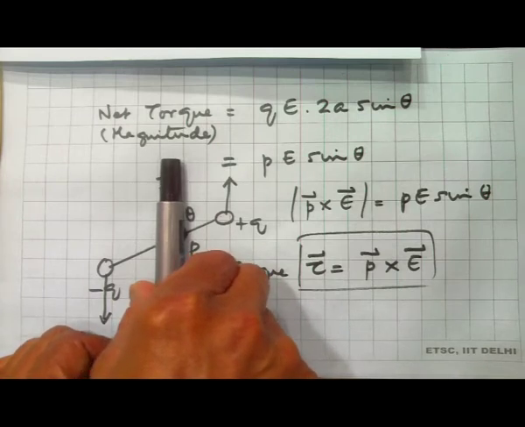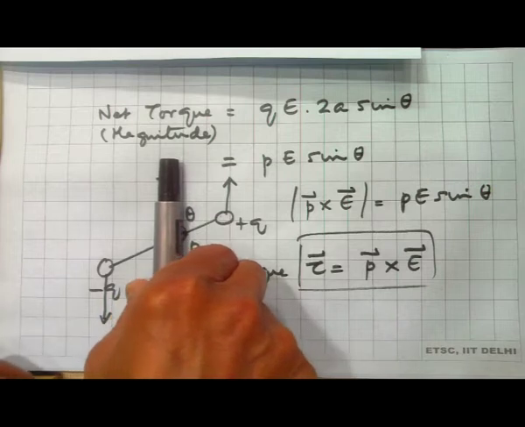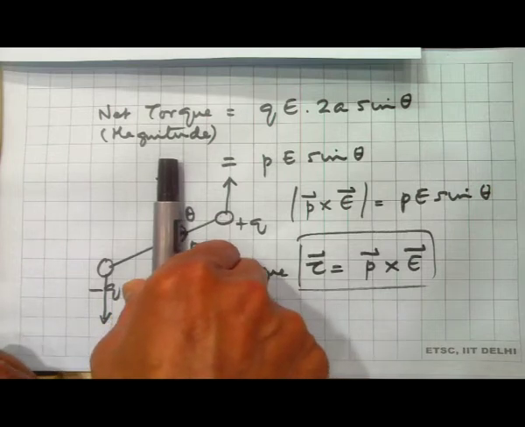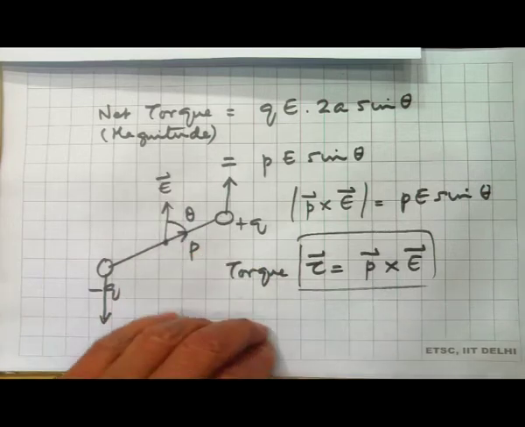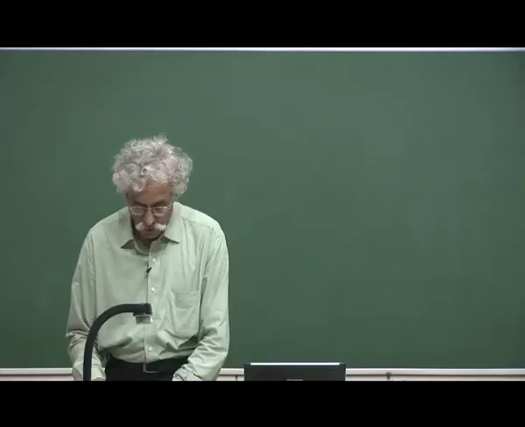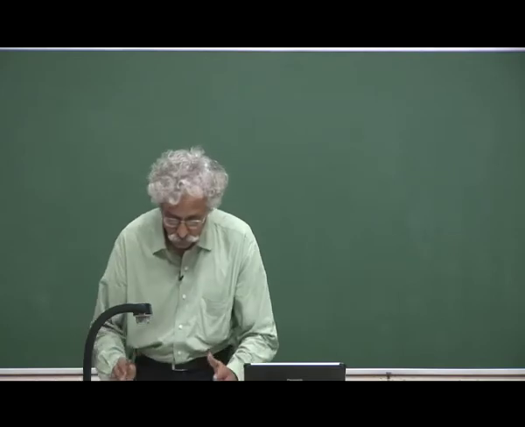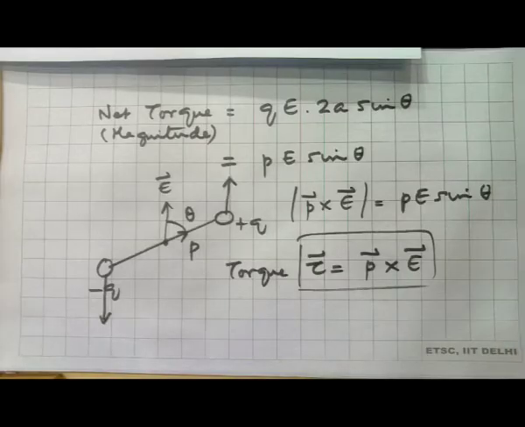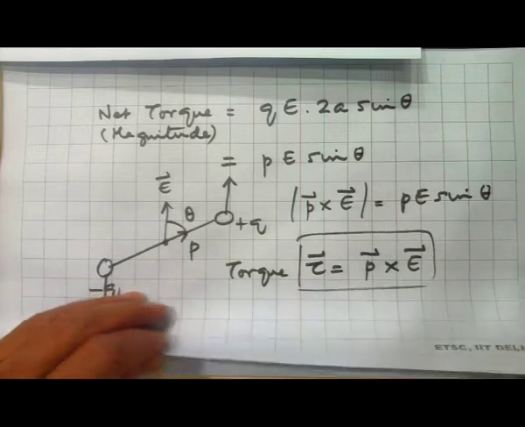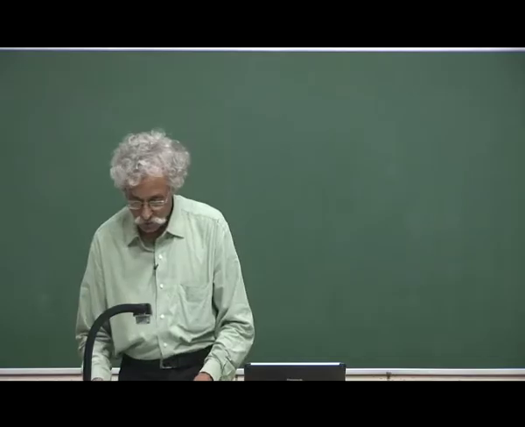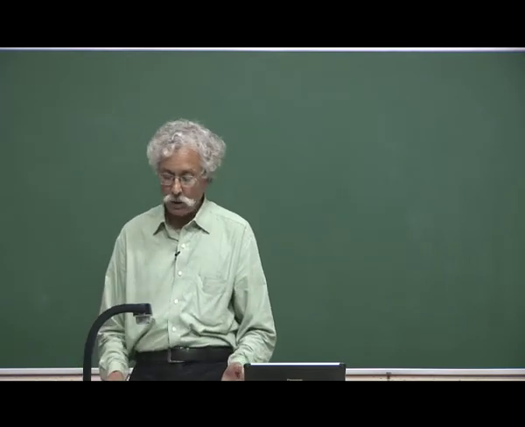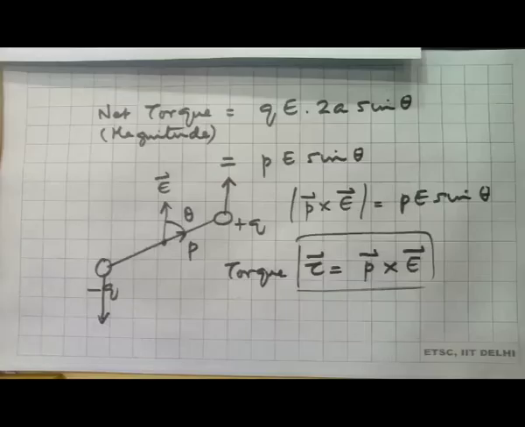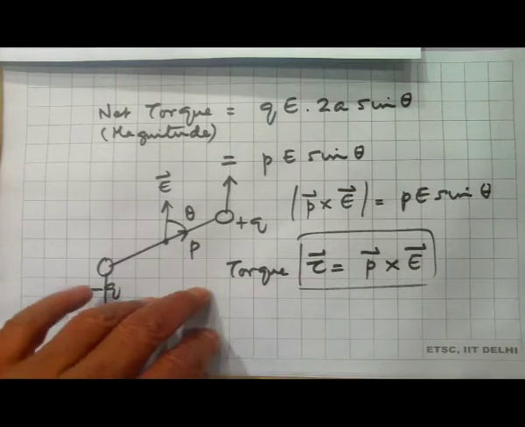Now, I would leave a problem to you. Please think of any other situation, any other position when the torque can be 0 again on the dipole. Please try to find out if there is any other position. In a uniform electric field, there is no net force on the dipole, but there is a net torque on the dipole. So, if you put a dipole inside a uniform electric field, the electric field will tend to align the dipoles such that p and E become parallel to each other.